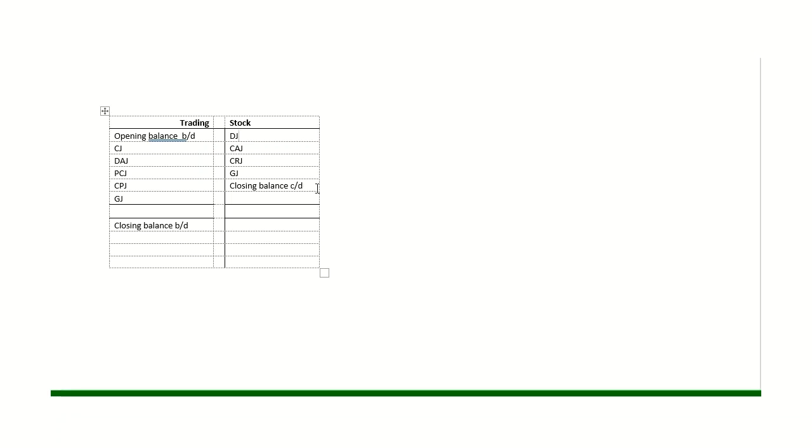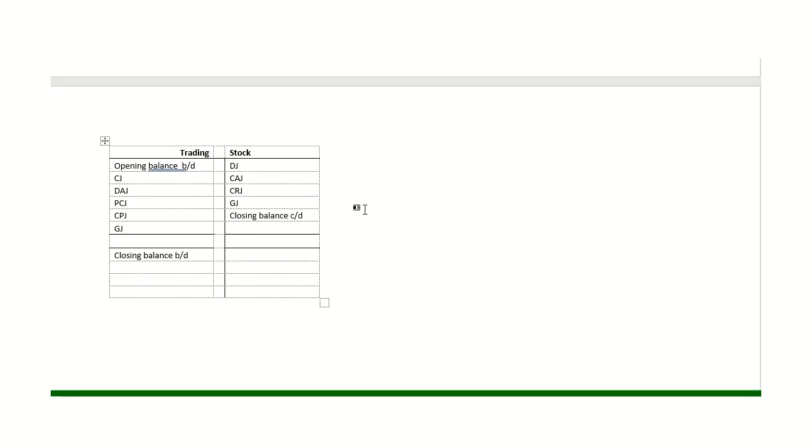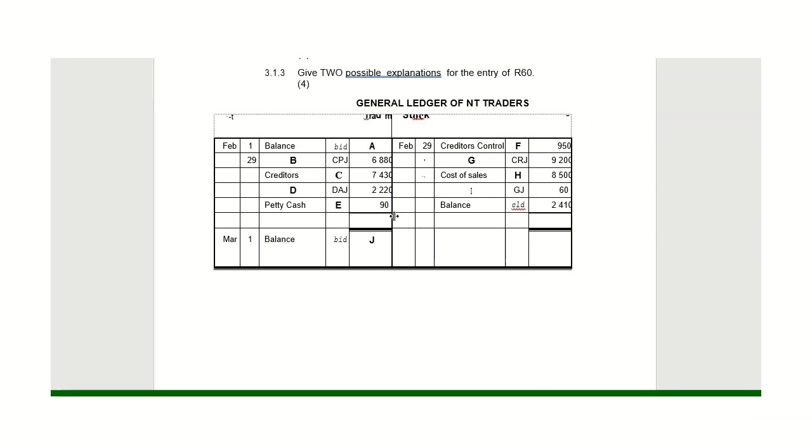At the end, you'll have a carry down balance on the credit side. You'll have your totals, and below the totals on the debit side will be the closing balance. It cannot be the other way around, then it becomes a liability. So it must end with the balance like that: credit carry down, debit brought down. Good, so let's go look at the question again.